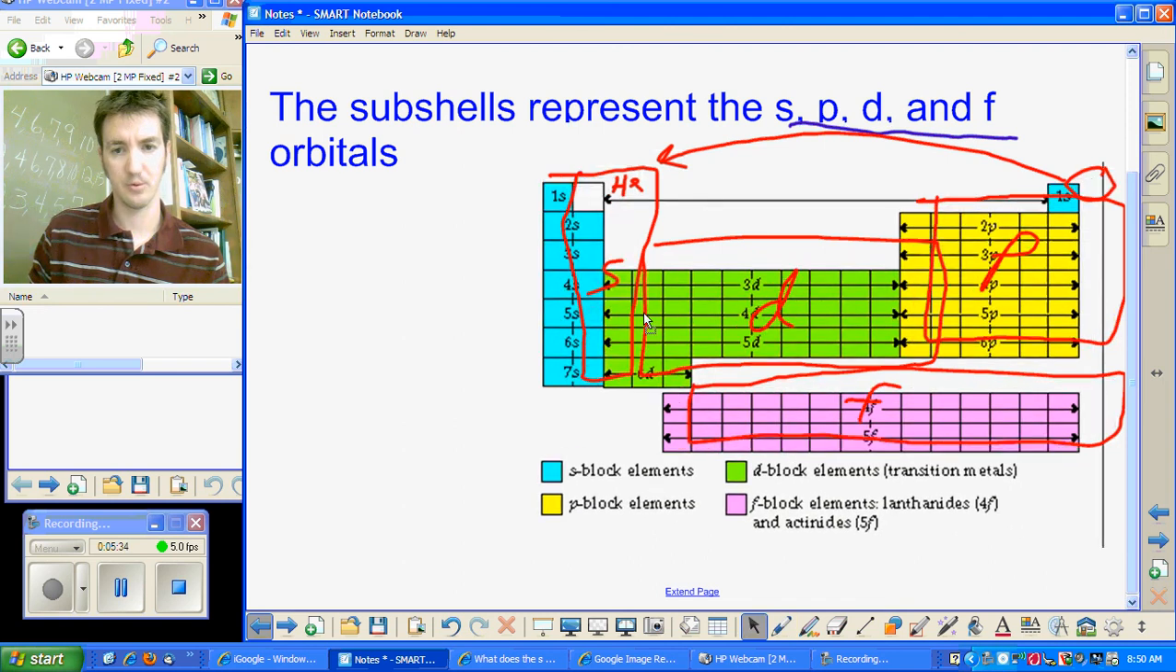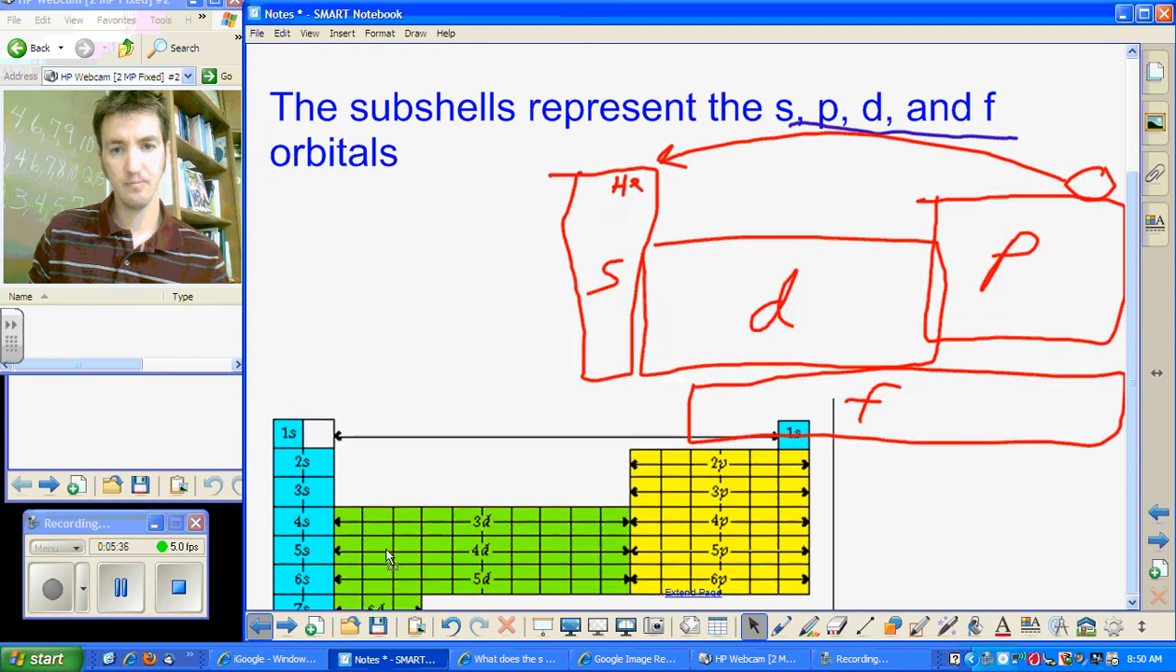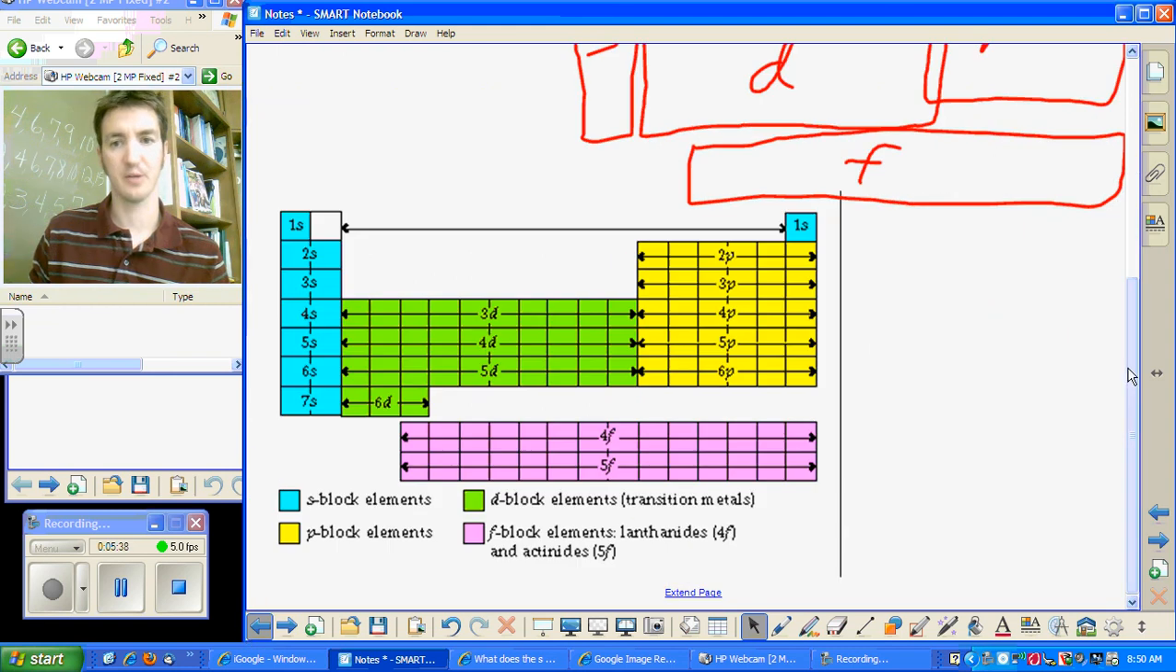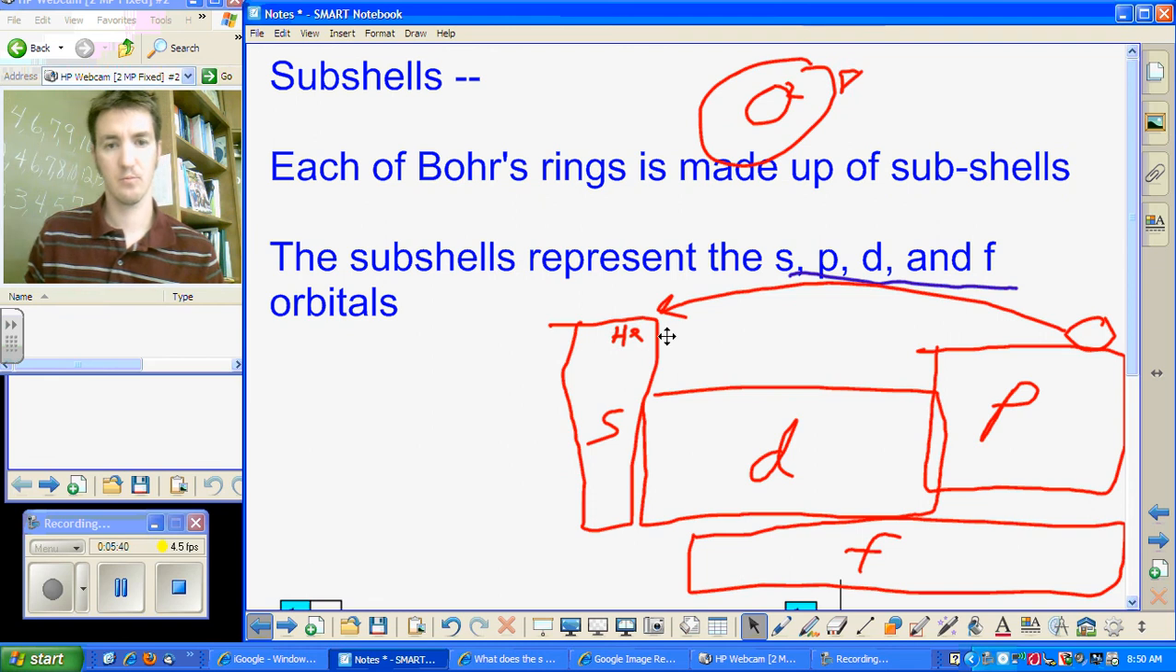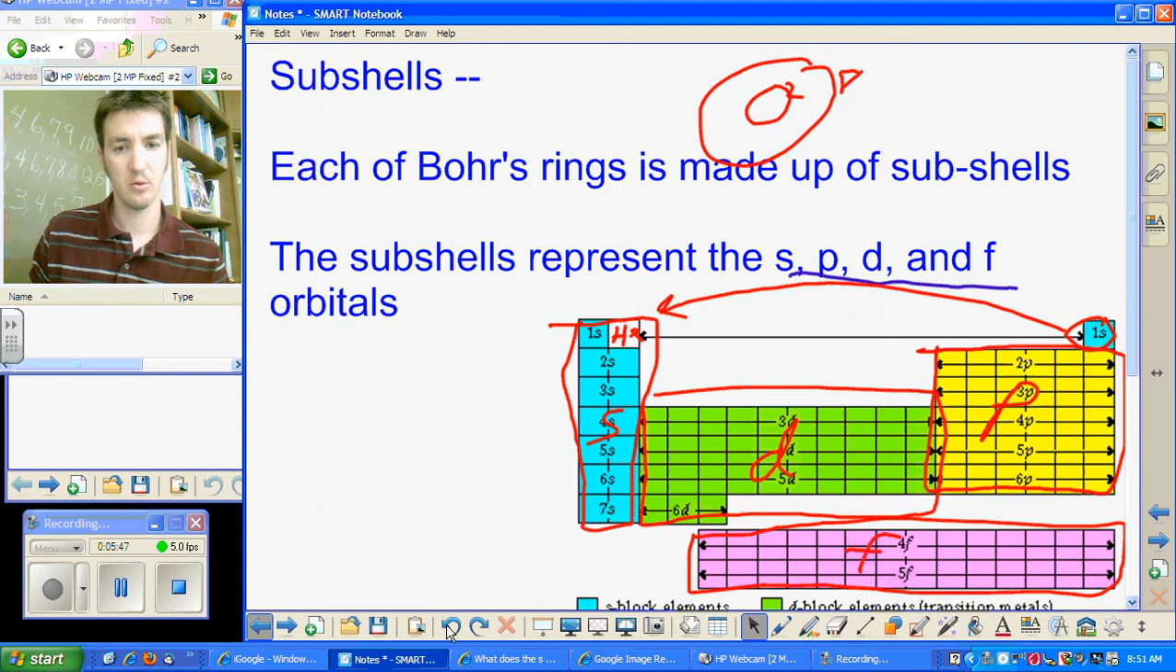So for your notes, you should just basically have that sketched out. And so when we compare it to the Bohr model, if we're going to draw our argon, in the Bohr model we draw the first shell with 2 electrons.